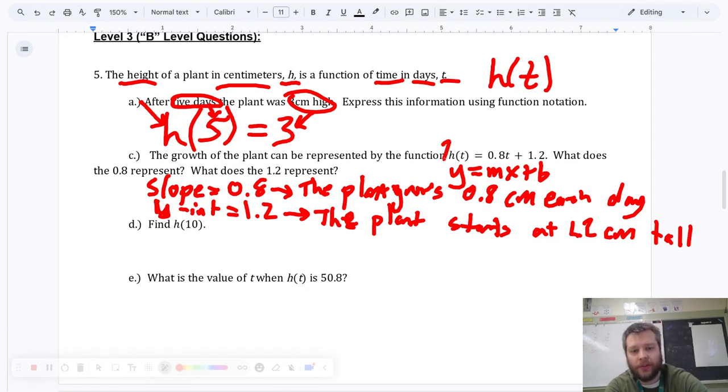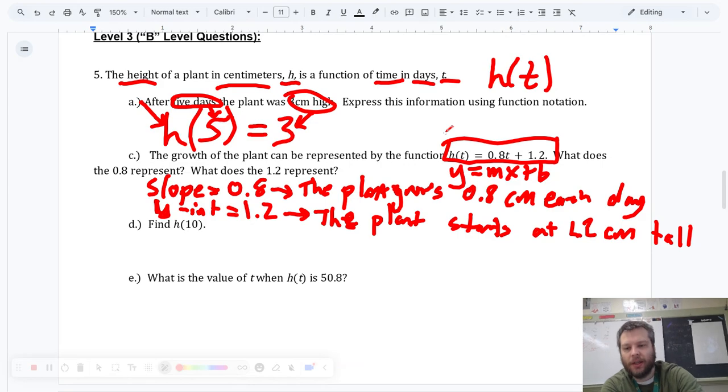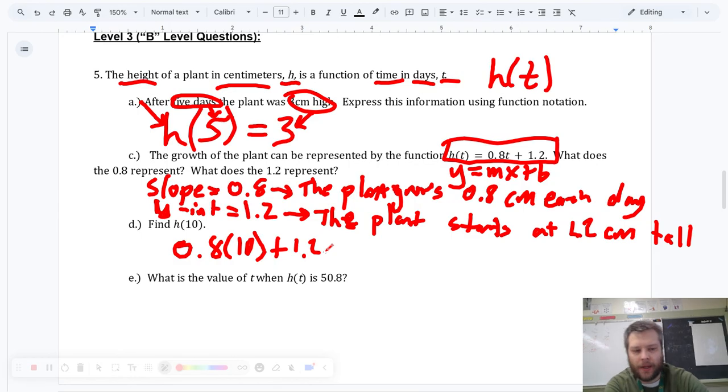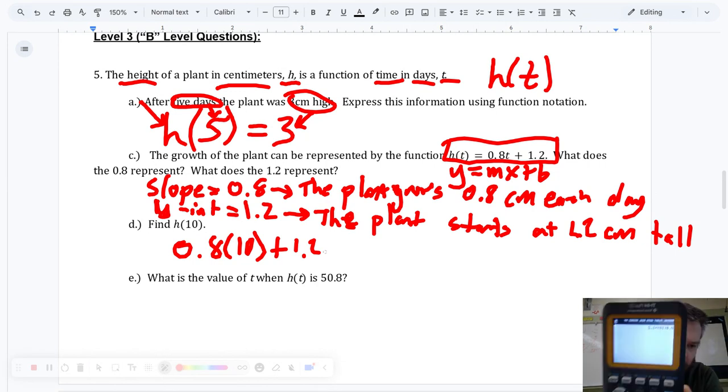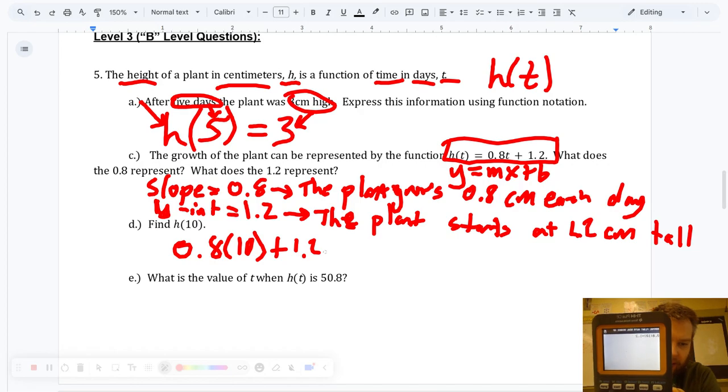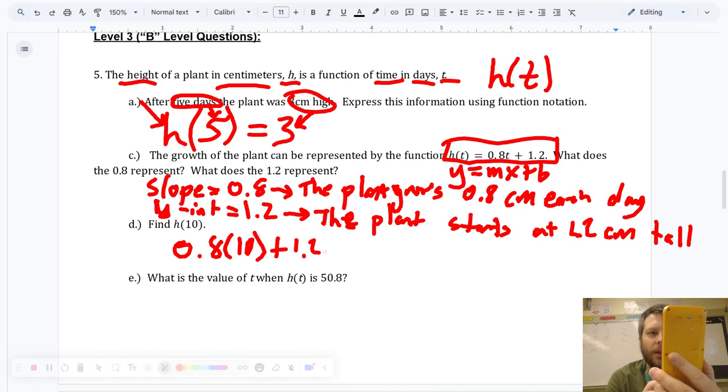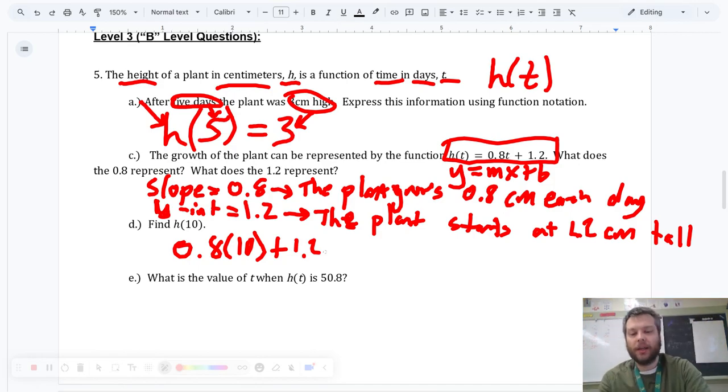Okay, part D says find h of 10. And so we have to use the information that was given to us. 10 is on the inside, so it's a t. So I just have to go 0.8, plug in 10, plus 1.2. If you grab a calculator, you can just type this in. A lot of you will be able to do this in your head, but sometimes on a test you freak out and you're like, I don't know how to do times 10, that is okay. See how I just typed it in? I just typed in exactly what I wrote. I just typed in 0.8t plus 1.2, replacing the t with the 10, and I get 9.2.